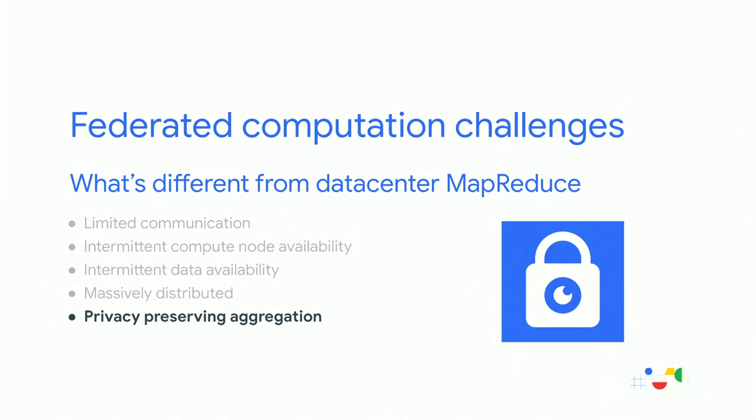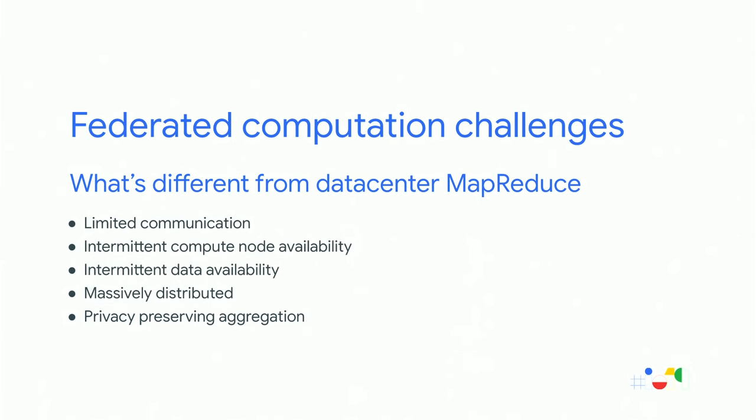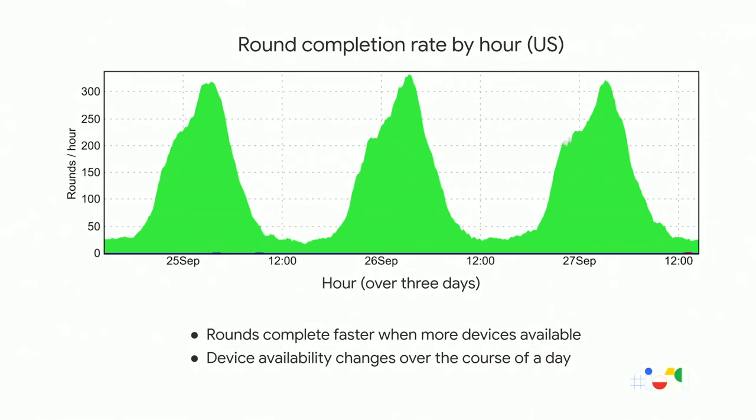And of course, as Emily mentioned, privacy-preserving aggregation is fundamental to the way that we think about federated computation. So when you compose this set of differences, what does it actually look like when you run a computation in practice? This is a graph of the round completion rate by hour over the course of 3 days for a Gboard model that was trained in the United States.